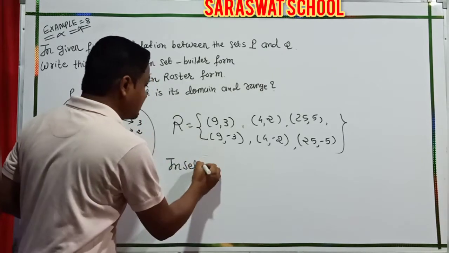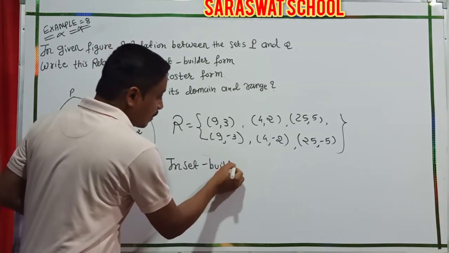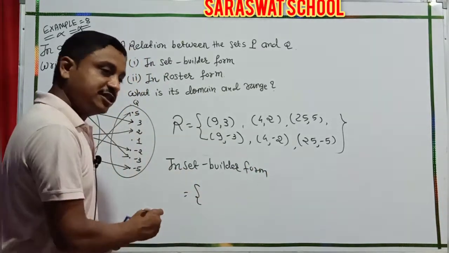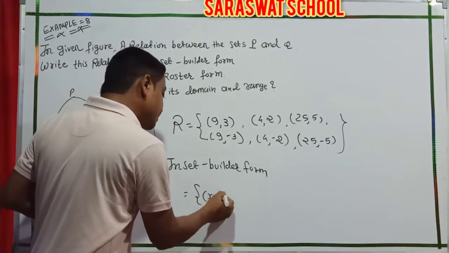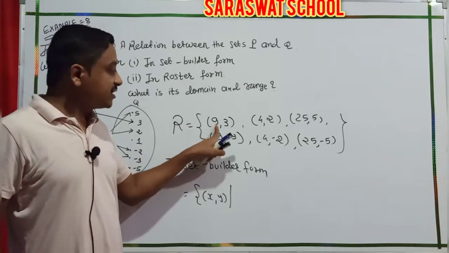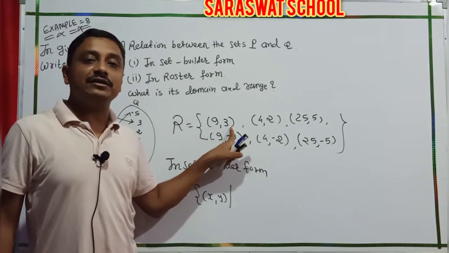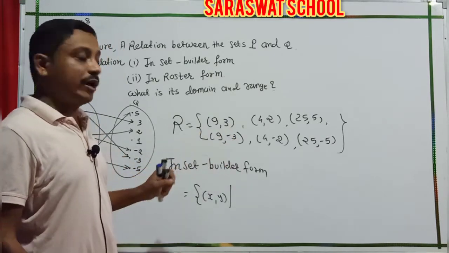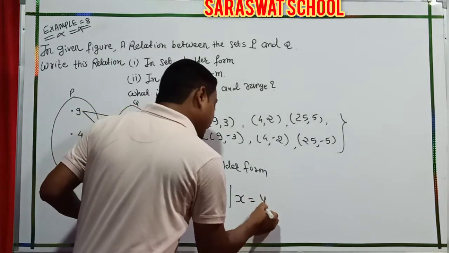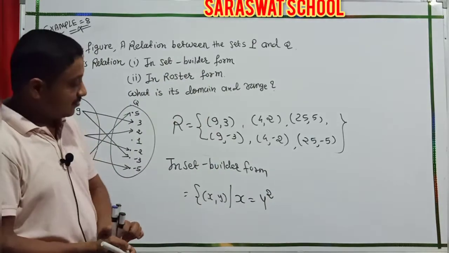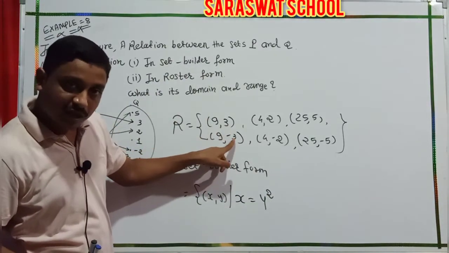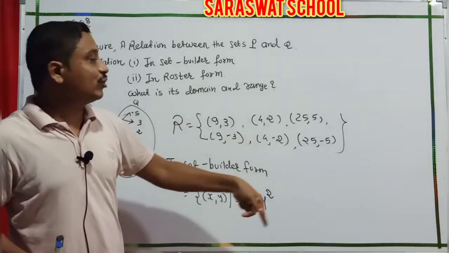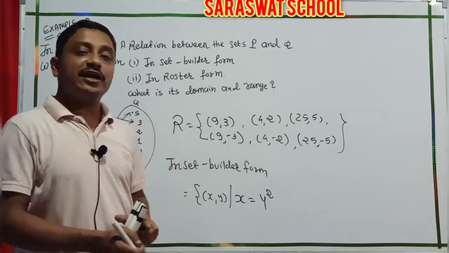Yes, in the set builder form, you also apply the relation {(x, y) such that x is 9 but y is 3}. It means here y squared equals x. I write down y squared. Check, y is 3 or -3, answer 9. Same as 2 or -2, answer 4. And here 5 or -5, answer 25.